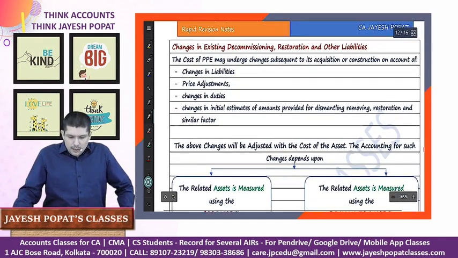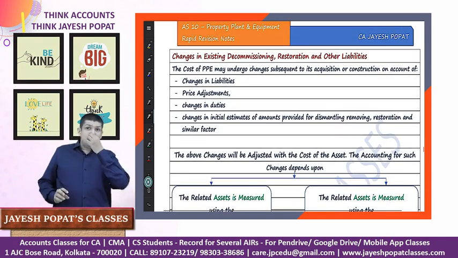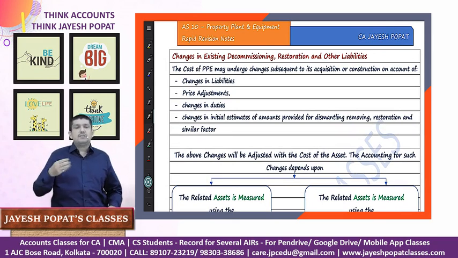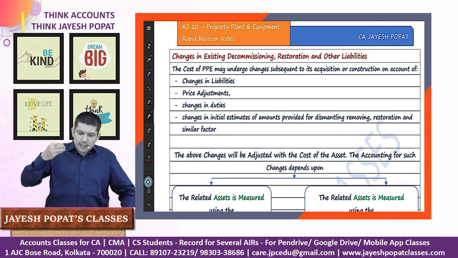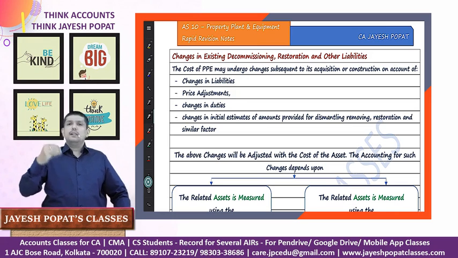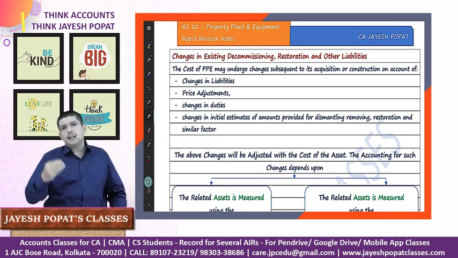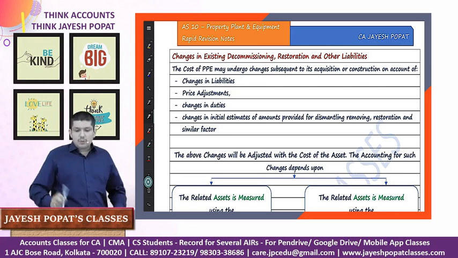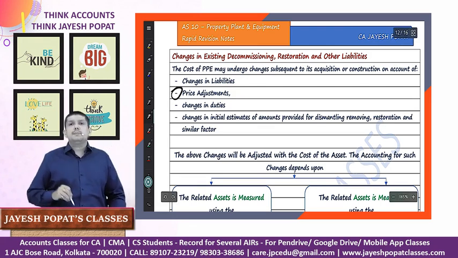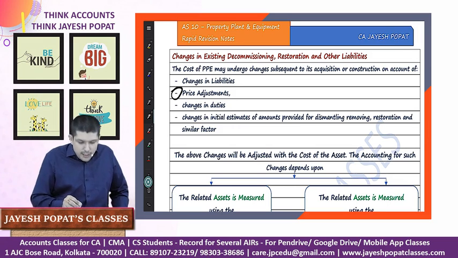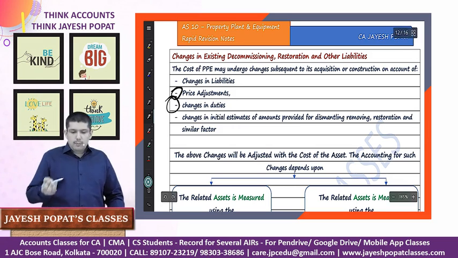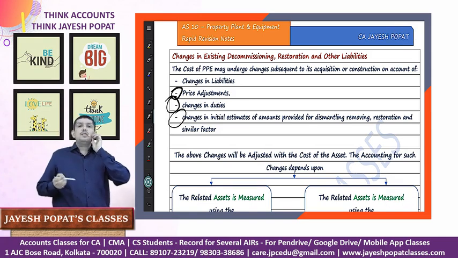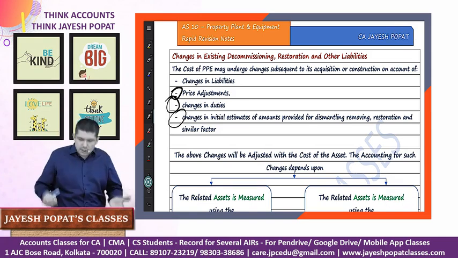Then, see, there could be certain scenarios in which the cost of the asset or the value of the asset changes. Why does it change? Right, we had seen that you have to put in the estimated value of dismantling, removing and restoration of site. That estimate may change. There might be certain price adjustment with your vendor. There could be certain duties which would be levied on that asset, right? So there are several circumstances in which the value of your asset could change.